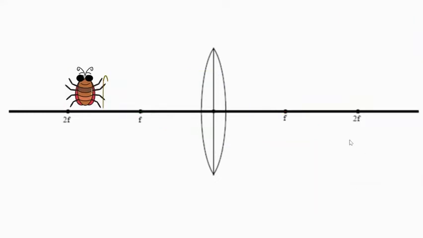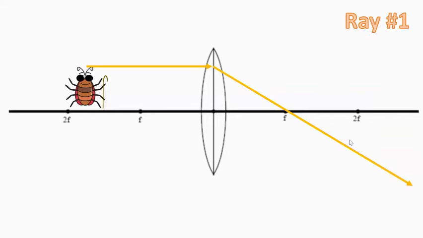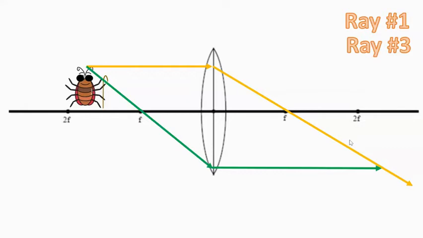Okay, so let's move him forward a little bit. So now he's in between the 2F and the F. In other words, he's in between the focal length and twice the focal length. The first ray is parallel, goes through the lens and bends towards the focal point. And the second one goes through the focal point, and then when it touches the lens, it bends so that it's parallel. So where these two lines cross, that's where the top of his head is going to be.